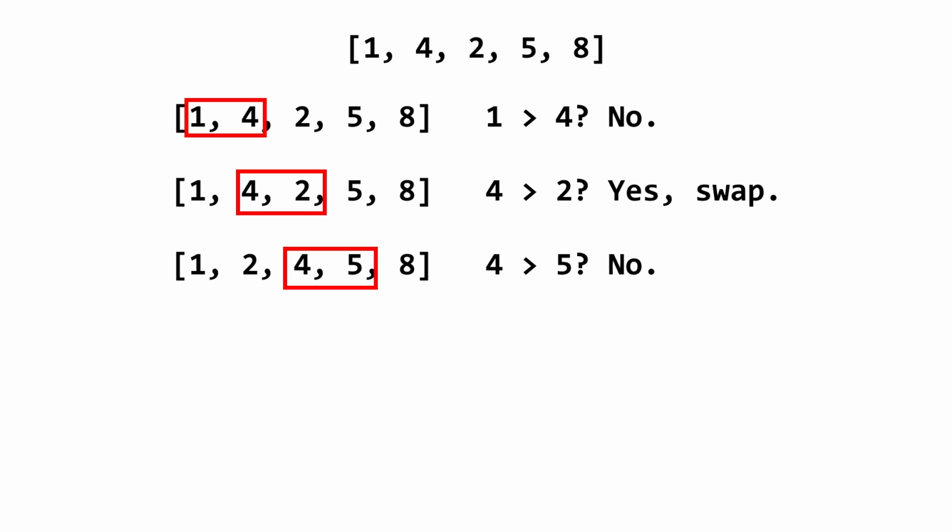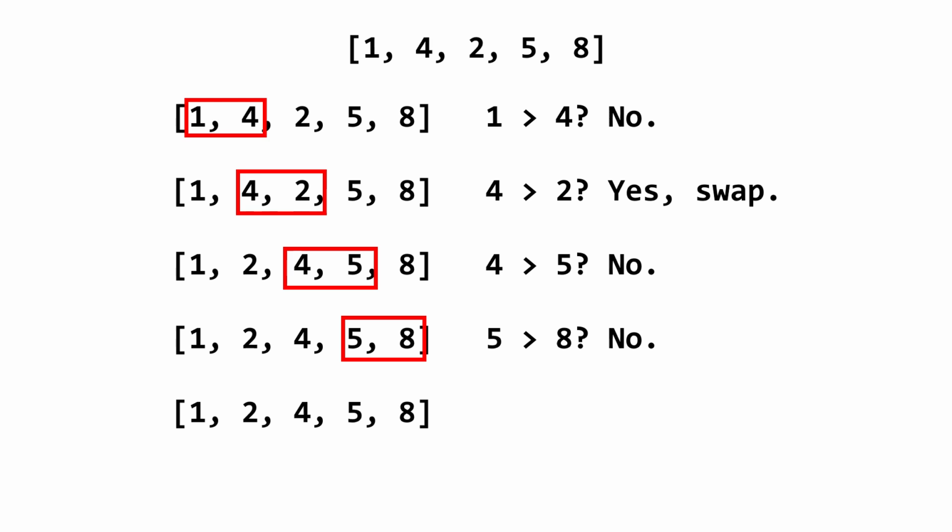And then we have the list now 1, 2, 4, 5, 8, which actually we know is the sorted list, but the algorithm continues. Is 5 greater than 8? No, it's not. So at the end of the third iteration, we have 1, 2, 4, 5, 8. But at this point, the algorithm doesn't know if the list is actually sorted. So we go around one more time to see if anything else needs swapping.